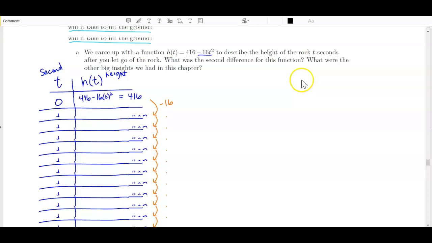But I want you to think about how long it will take the rock to hit the ground. So the question right underneath there, part B: how long will it take the rock to hit the ground? We're trying to figure out when h of t is 0. And if you look at your chart again, you can tell it's going to be somewhere between 5 and 6 seconds, because it goes from 16 to negative 160. So we can tell 0 is going to be somewhere in between there. Okay.